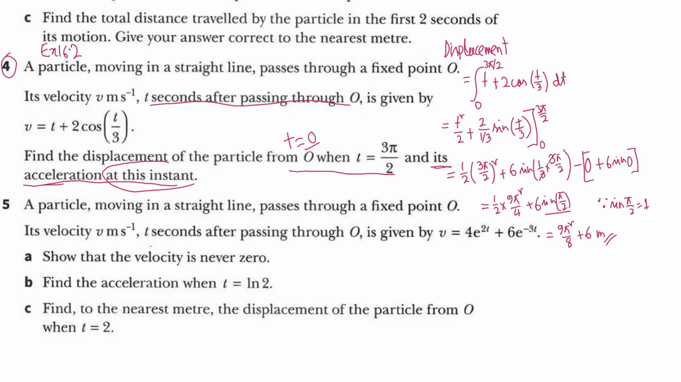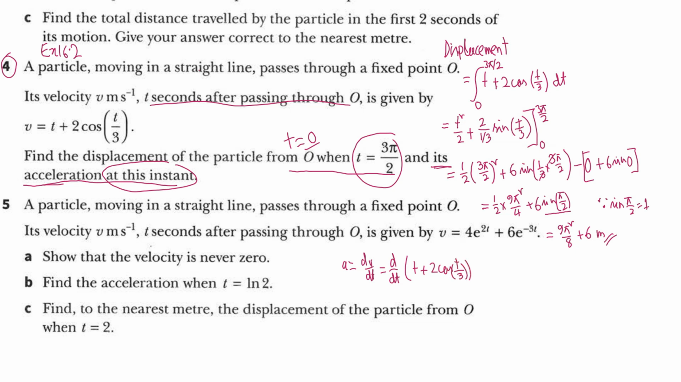The second part is its acceleration at this instant. At this instant means when time t is 3 pi by 2. To get the acceleration, we have to differentiate the velocity expression. So acceleration is dv by dt. We are going to differentiate this trigonometric function now. It is written here, 1 plus 2 cos t by 3.